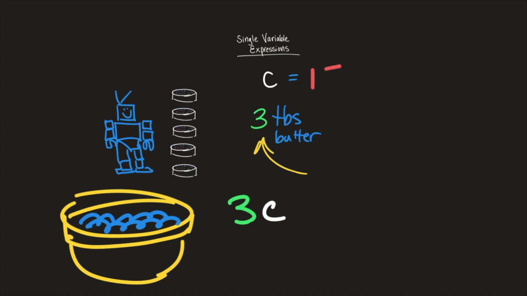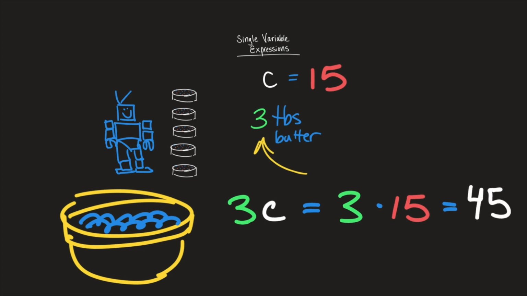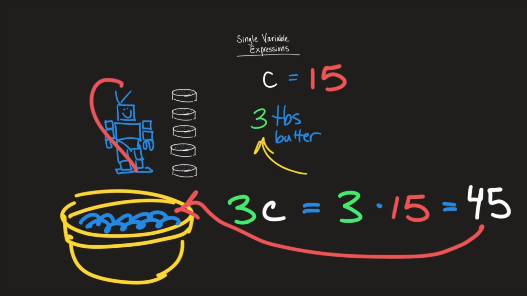So we put in 15 into our algorithm. Our expression now equals 3 times c, where c now equals 15. 3 times 15, well, let's see. 2 times 15 is 30, and another 15 on top of that is going to be 45. So our answer now is 45. So that is how many tablespoons of butter are going to go into our giant mixing bowl. Thank you to our robot. We appreciate all your baking help.